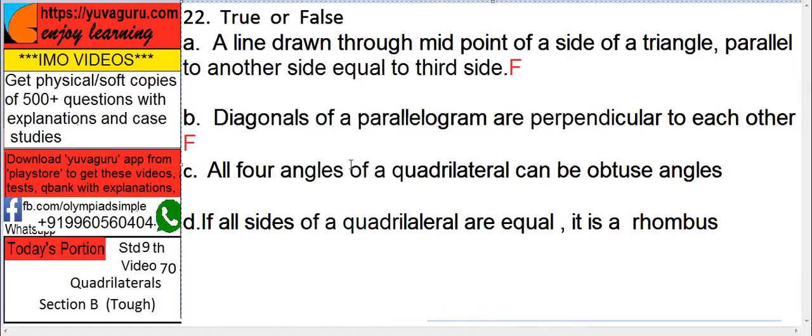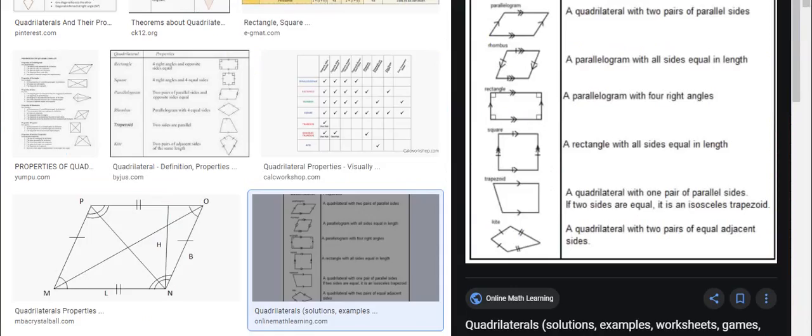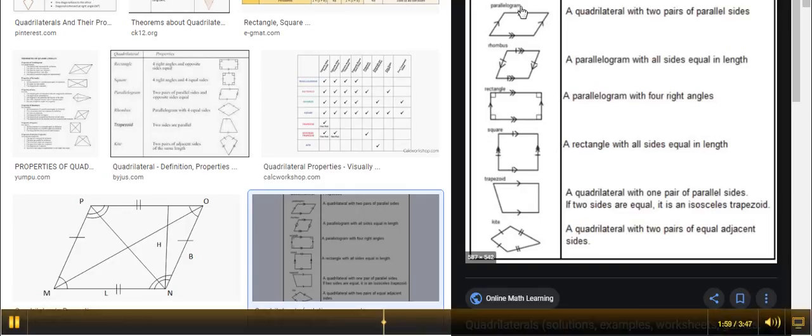All four angles of a quadrilateral can be obtuse. False. See here, either each one can be 90, or if one or two are obtuse, the other needs to be acute. All of them cannot be obtuse, because otherwise what happens? What is obtuse? Greater than 90. Every one will be greater than 90. Then the total will be greater than 360. Is it possible for a quadrilateral?